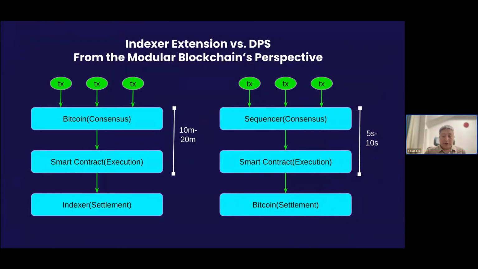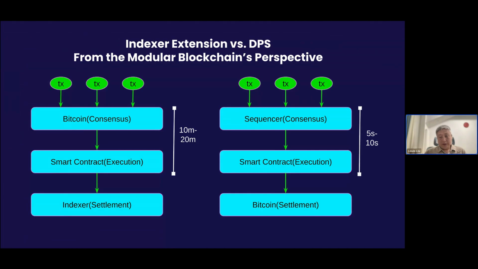But compared with these two solutions, DPS has a great advantage over indexer extension in terms of latency and also asset format or asset standard compatibility. As I mentioned, in the indexer extension paradigm, the transaction needs to go through Bitcoin consensus first and then execute inside the indexer. It will take at least one or two confirmation times to finish the execution.